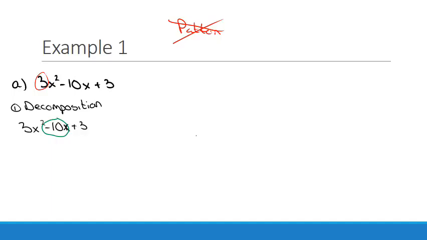To do that, remember there's thinking steps. We have to find factors of a times c that add to b. So hopefully you have that thinking down a little bit, because we definitely use that in the pattern method, a slightly different version, but we still use it. So a is 3 in this case, c is 3, so we're looking for factors of 9 that add to the b value, which is negative 10. Negative 9 and negative 1 multiply to make 9, and negative 9 and negative 1 add to make negative 10.